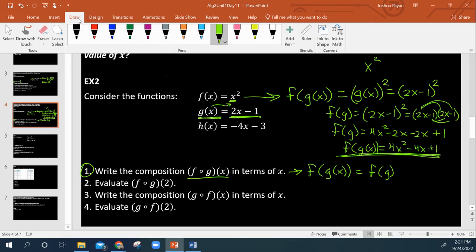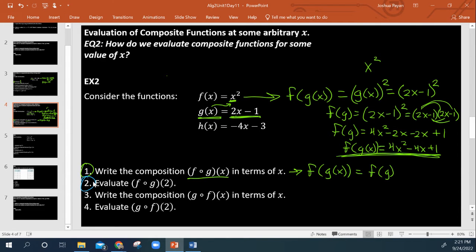On the next problem, we're being asked to evaluate f of g of 2, right? So I would replace this x now with a 2. So f of g of 2 is going to be equal to this guy, except for every instance of x, I'm going to replace it with a 2. So 4 times x squared minus 4 times x plus 1. 2 squared is 4.